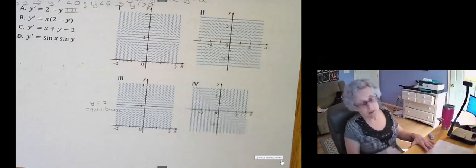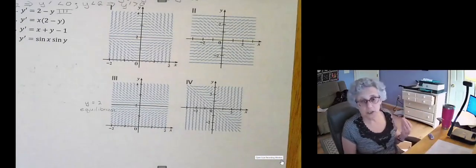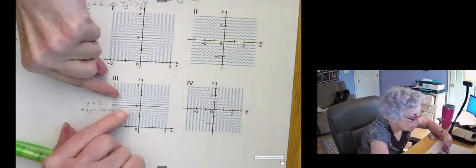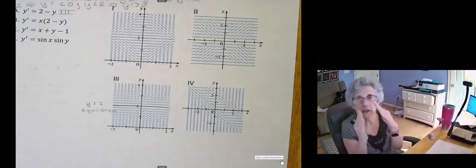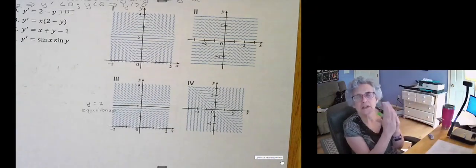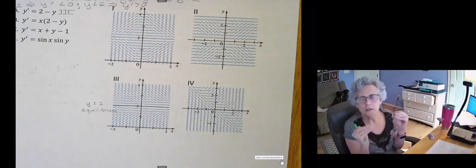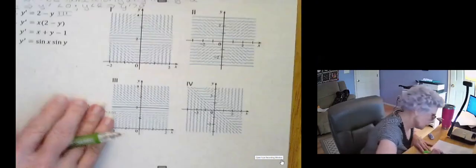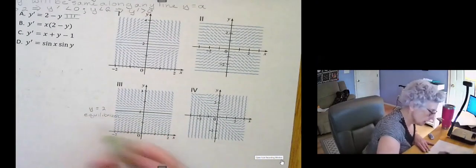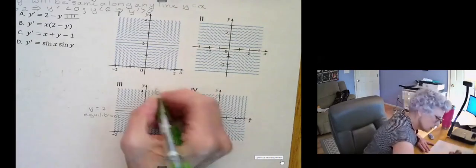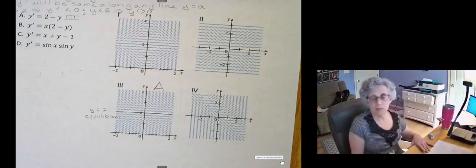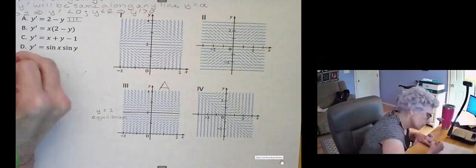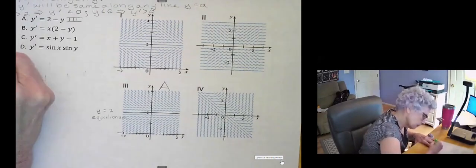And just because vocabulary is so much fun, it's a stable equilibrium because all of the other little slopes are pointing to it. It's as if the slopes want to be there on that line, y equals 2. So, equilibrium, and we know exactly which one this is. This one represents A.